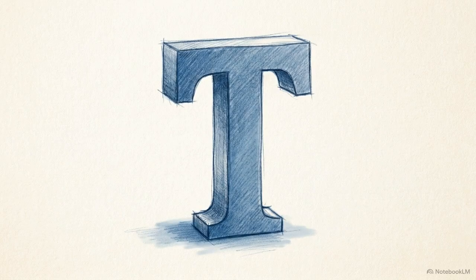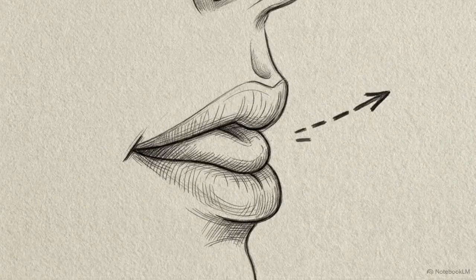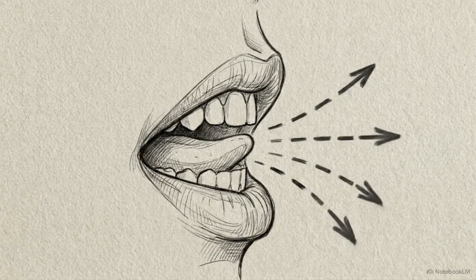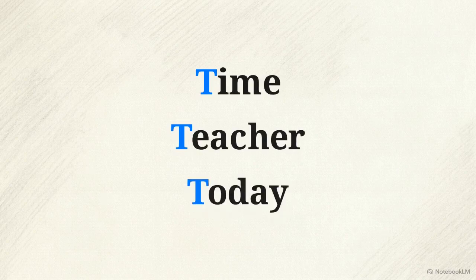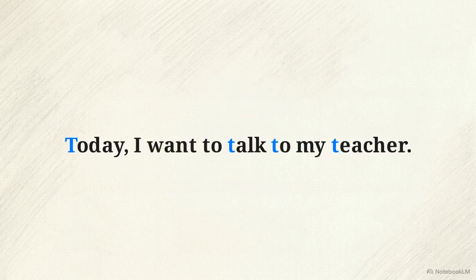This is a clear, strong sound that exclusively appears at the start of words or stressed syllables. To create a true T, you release a sudden, strong puff of air directly from the front of your lips. Listen to the start of these words. Time. Teacher. Today. Place your hand in front of your mouth and read this sentence. You should feel the air hit your palm on every true T. Today, I want to talk to my teacher.